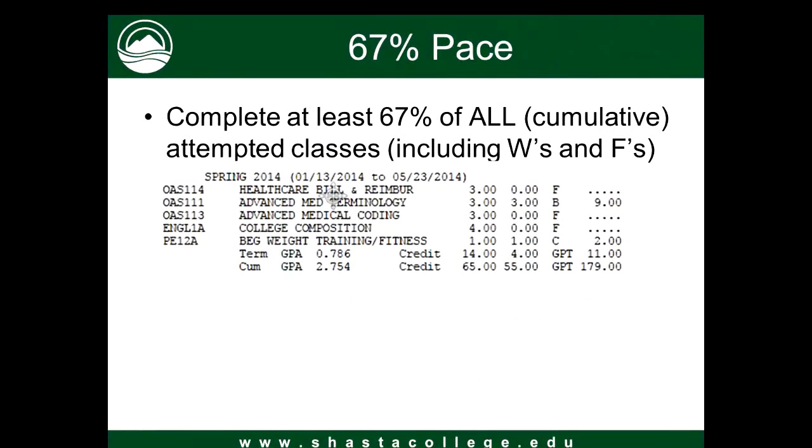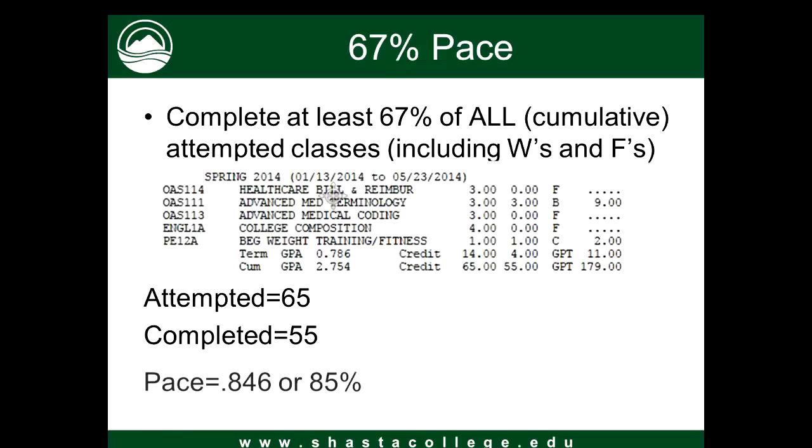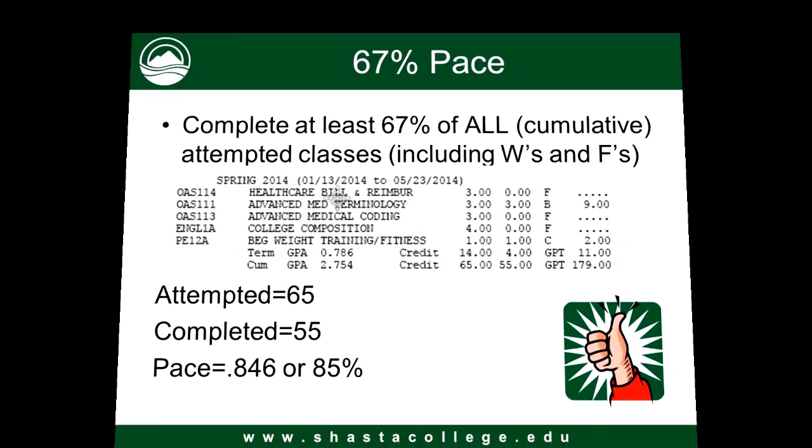The second one is PACE. All students must maintain a cumulative 67% PACE in order to maintain good standing for financial aid purposes. The calculation is based on the number of units completed versus the number of units attempted, including W's and F's. An example of this standard is if a student has attempted a total of 65 units and completed a total of 55 units, their total PACE would be 0.846 or 85%. So this student has met the PACE standard.